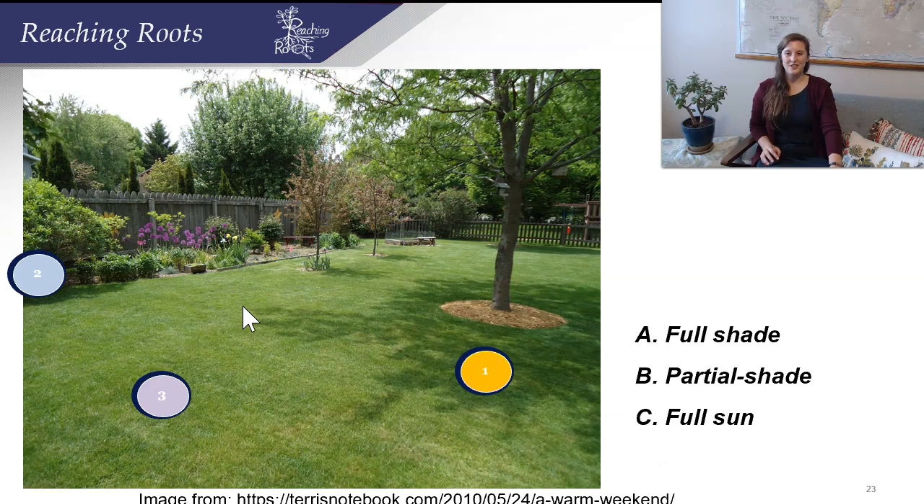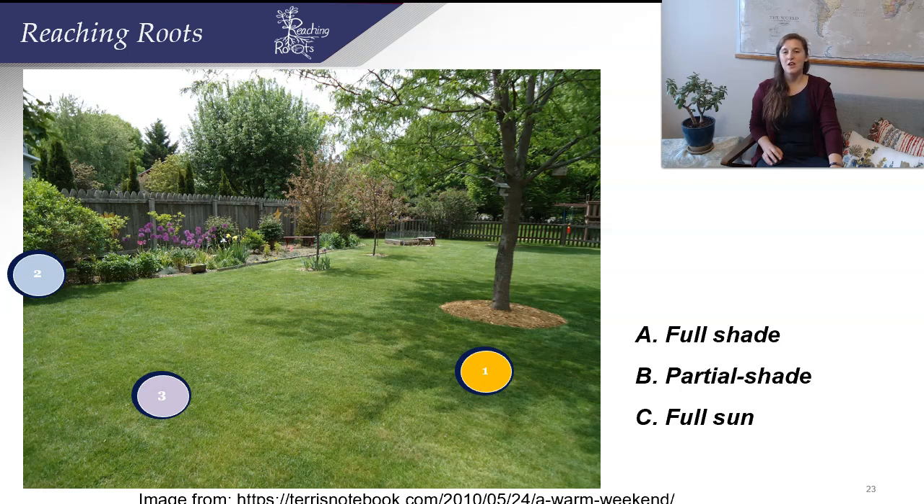Let's go over a few examples in case you're confused. So, number 1, what type of plant do you think that you should grow here? A, full shade, B, partial shade, or full sun? If you said partial shade, you're correct.